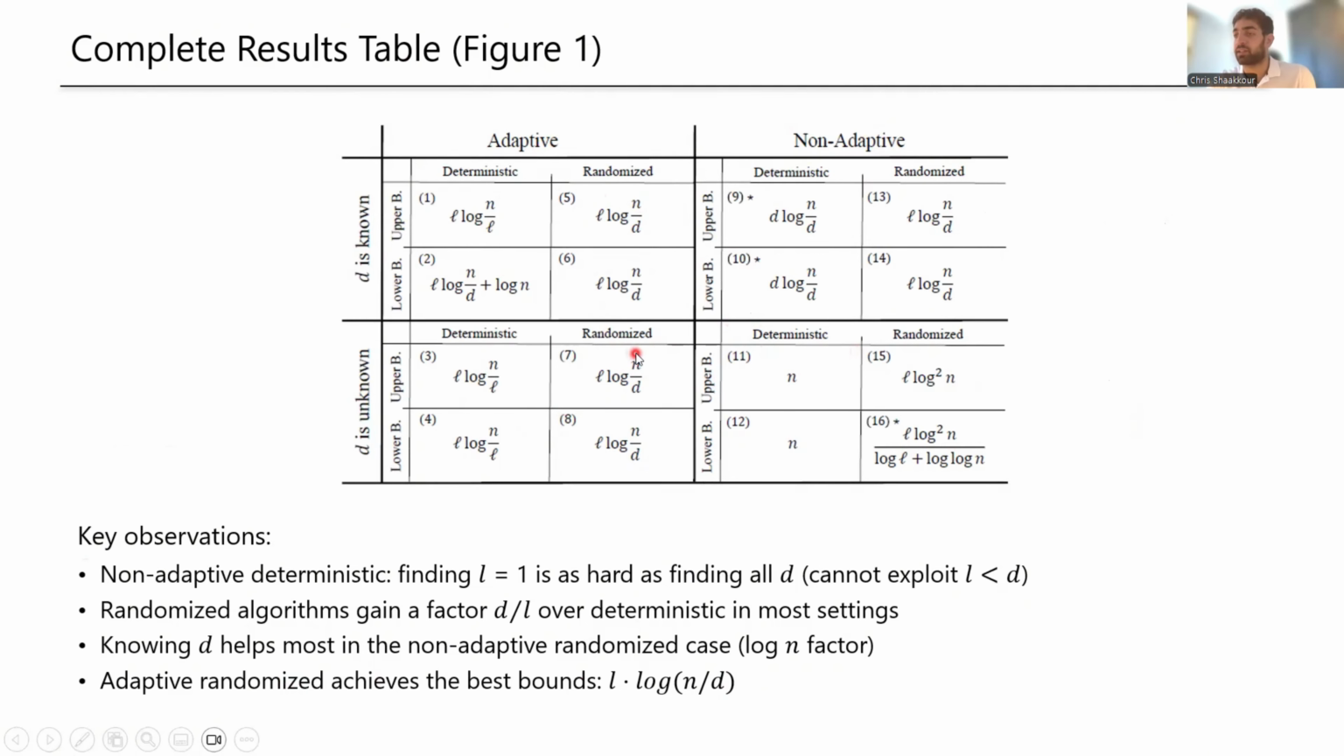So if we're trying to detect L defective items out of D defective items, it's mostly recommended to use the adaptive randomized, where D, the number of defectives, is known, or also where D is unknown. So this will give us the least test complexity with lower and upper bound.